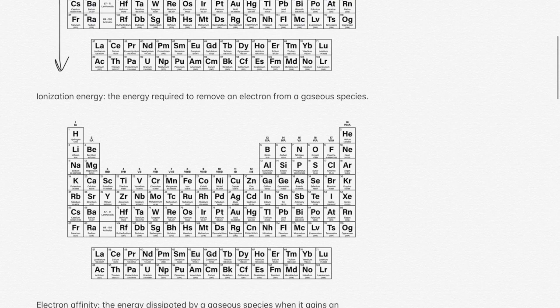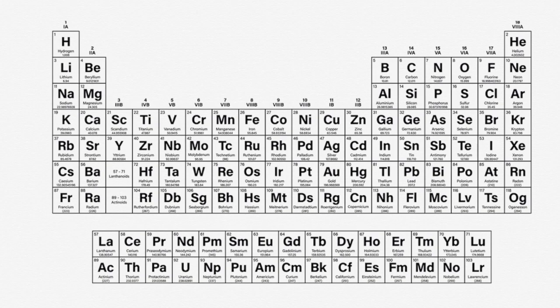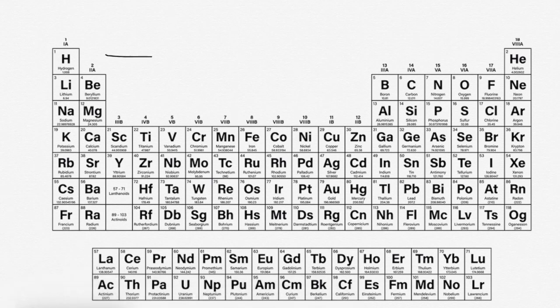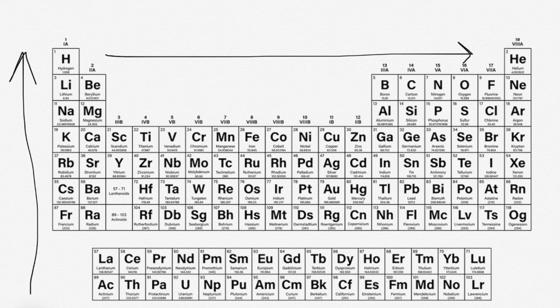Now we will be discussing ionization energy, which is the energy required to remove an electron from a gaseous species. Ionization energy increases from left to right and decreases from top to bottom. This is because as you go from left to right, the electrons are held together, so it's harder to remove an electron.